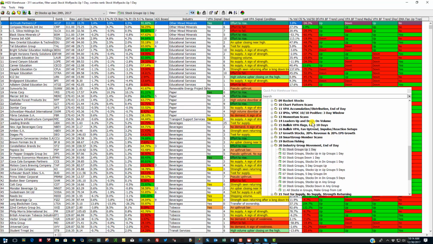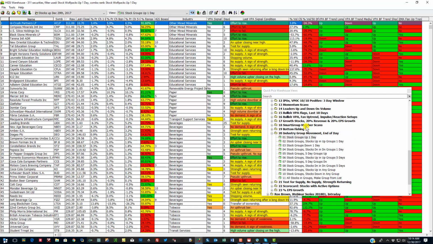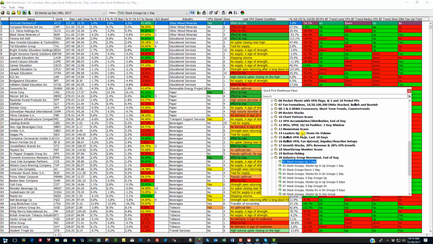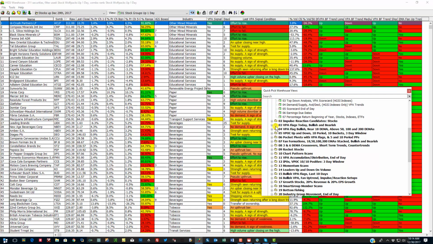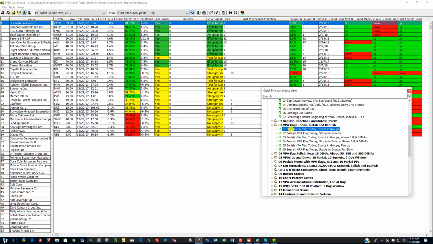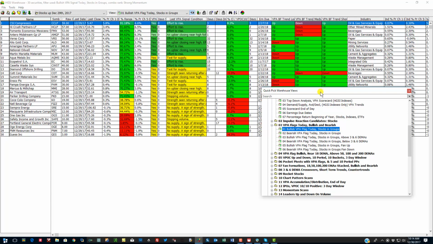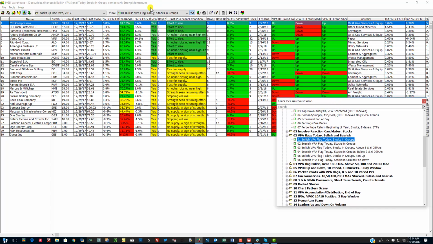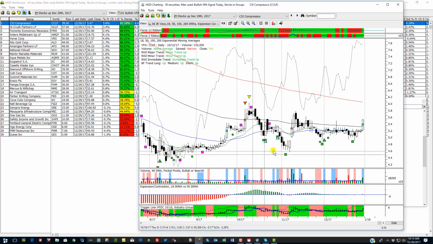And then there are several ways to prospect for these without spending a lot of time. For example, I'm looking for bullish VPA flags today, stocks and groups. Just by applying this, I am only going to be looking at stocks that are showing a VPA flag today, and here is the signal over here. So I can quickly flip through these charts.